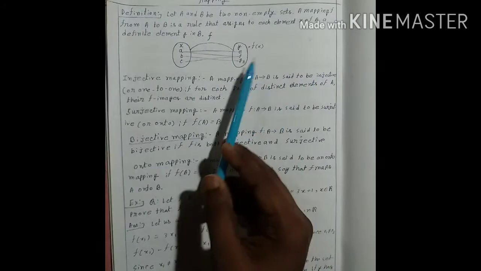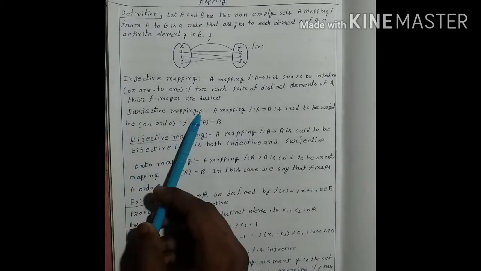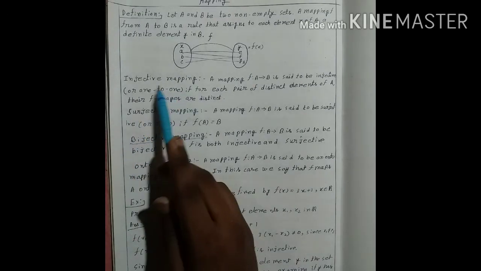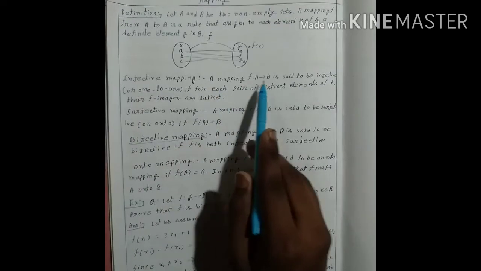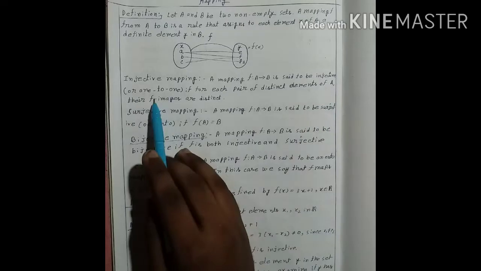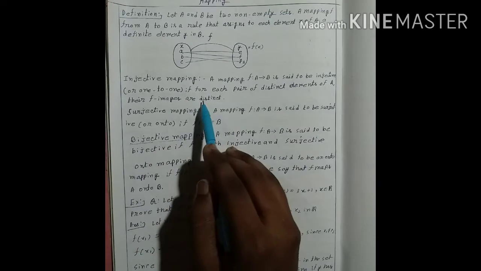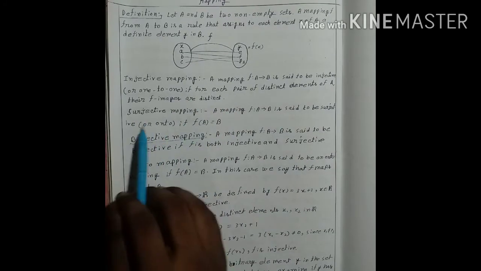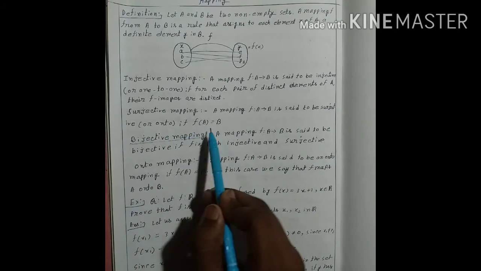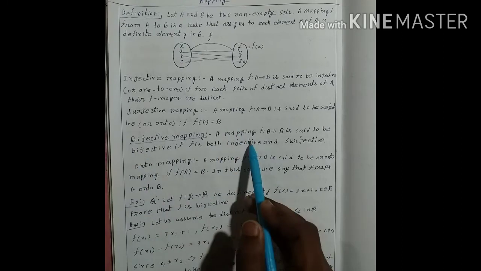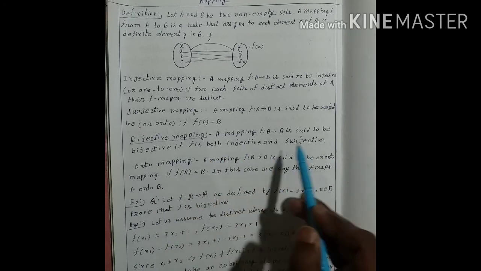Okay, so about mapping, you have to know about the injective mapping, surjective mapping and bijective mapping. It is very important for your HS. Injective mapping: a mapping f is said to be an injective mapping or one-to-one mapping if for each pair of distinct elements of A their f images are distinct. Surjective mapping: a mapping f is said to be a surjective mapping or onto if f(A) is equal to B. And bijective mapping: a mapping f is said to be a bijective mapping if f is both injective and surjective.